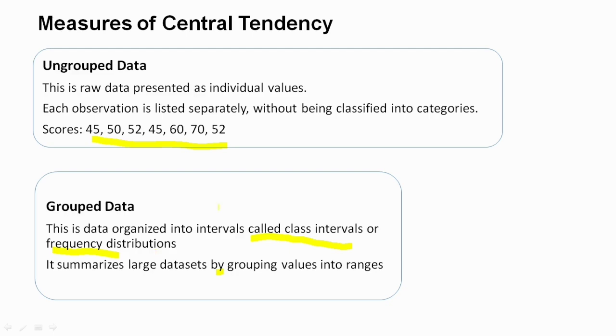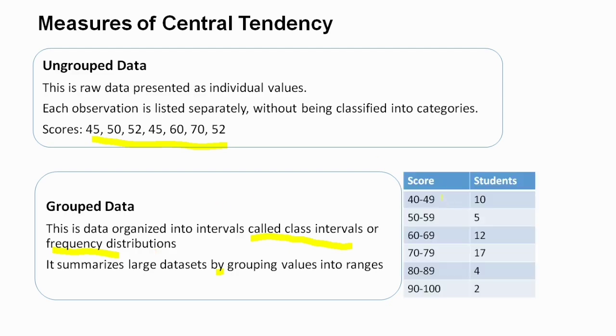An example of grouped data is given here. As you can see, in the first column the score of the students is given, and in the second column how many students have got marks in this range. So 40 to 49 marks, the number of students is 10. In the same way, 5 students have got 50 to 59 marks, and 12 students have got 60 to 69 marks.